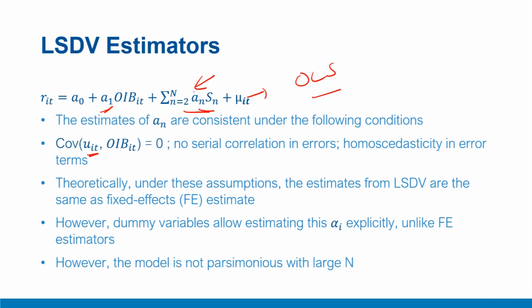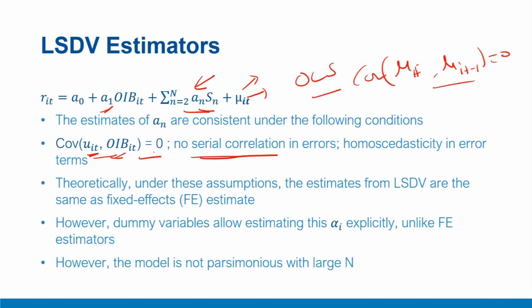If the original error term, mu it, and the independent variable, order imbalance, have no serial correlation, and also there is no correlation or covariance between the original error term and OIB, which is 0. There is no serial correlation in errors, that is, mu it and mu it minus 1, or previous terms, are uncorrelated. This correlation is 0. When I say correlation and covariance, I essentially mean the same thing.